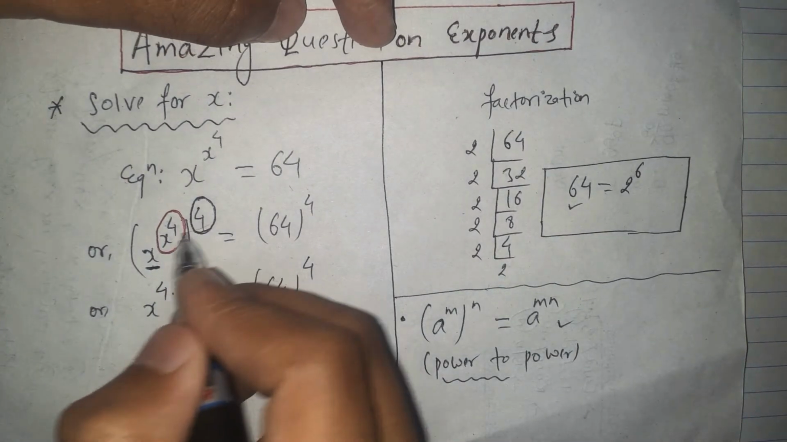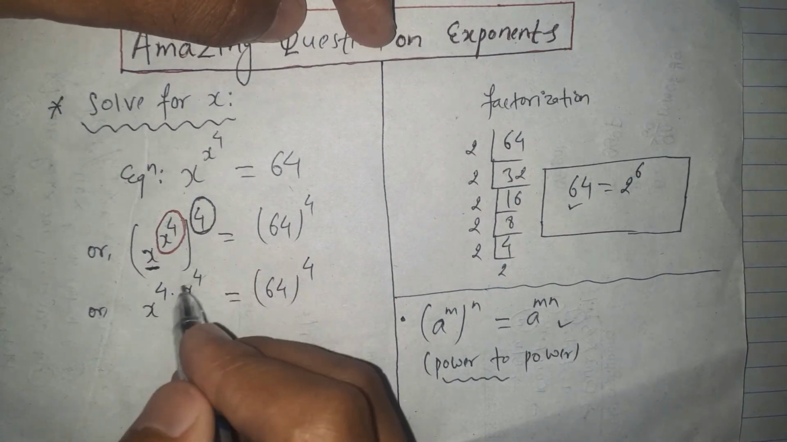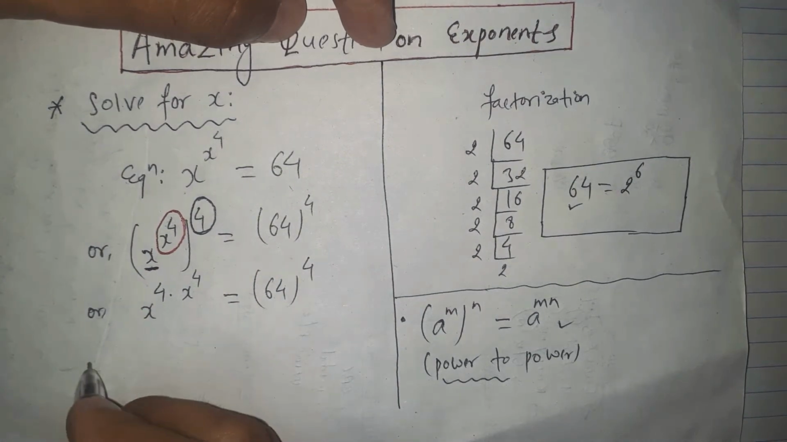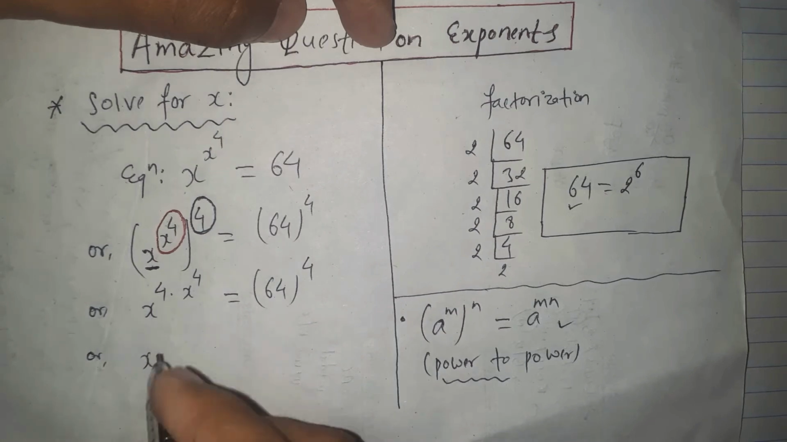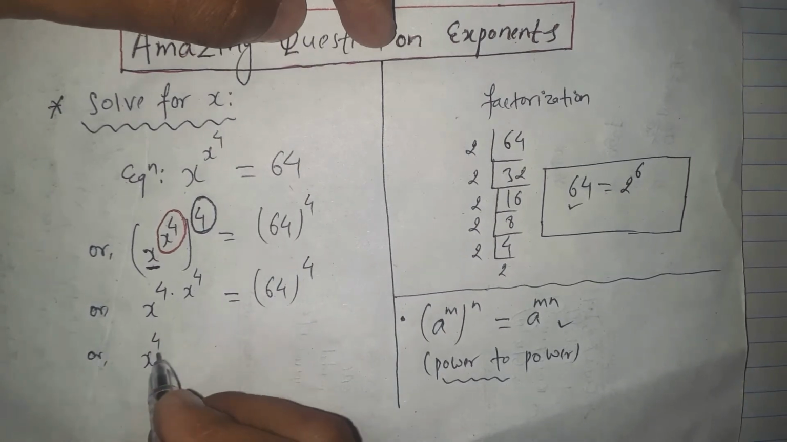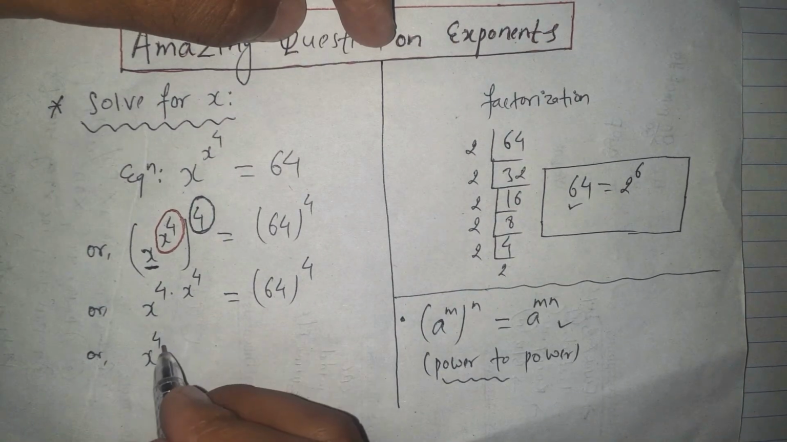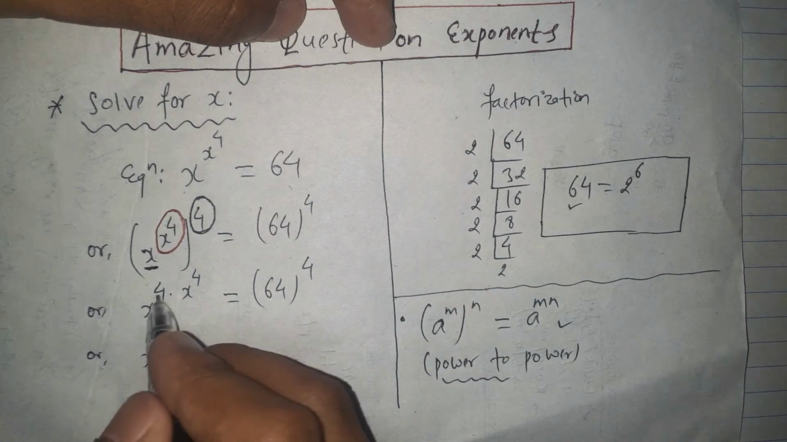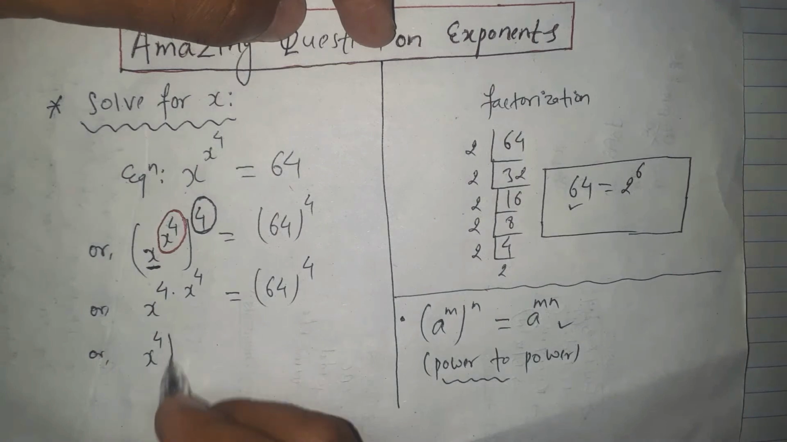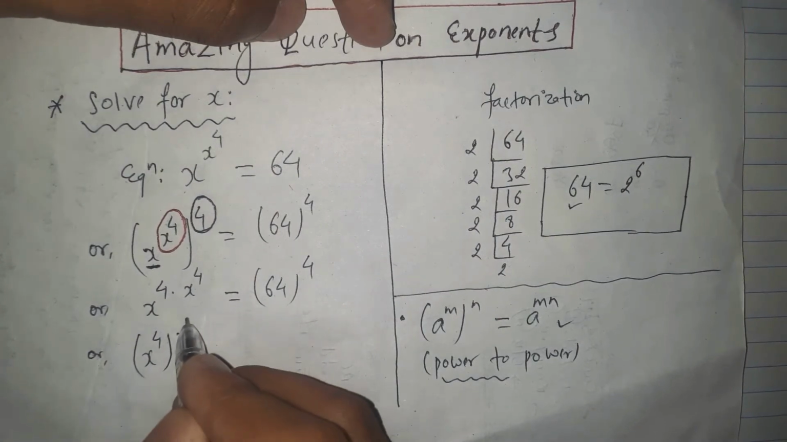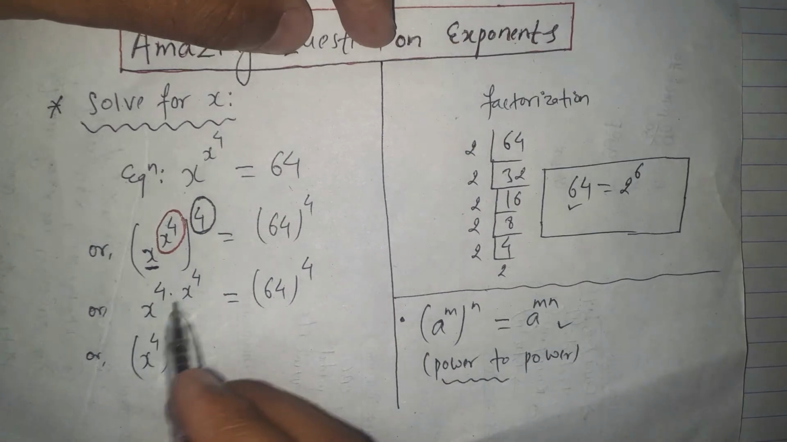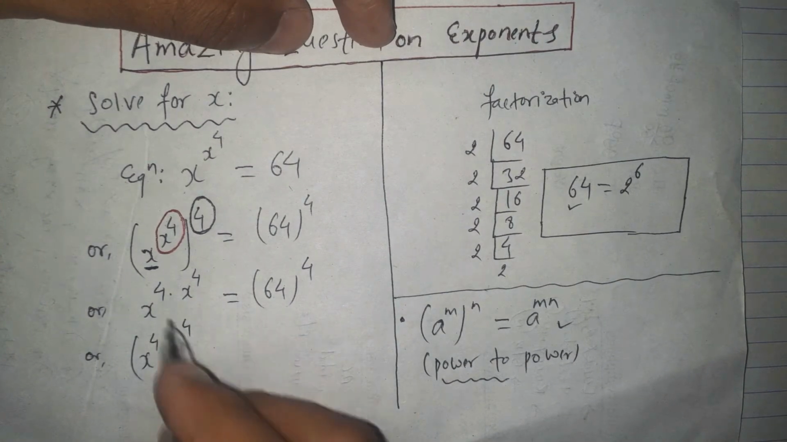The powers can be multiplied together to form a single power. This can be further written as x raised to the power 4, and it is again raised to the power x raised to the power 4. Here we just make the arrangement.